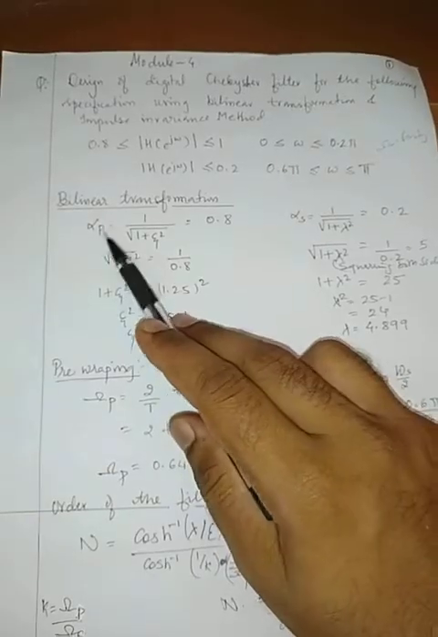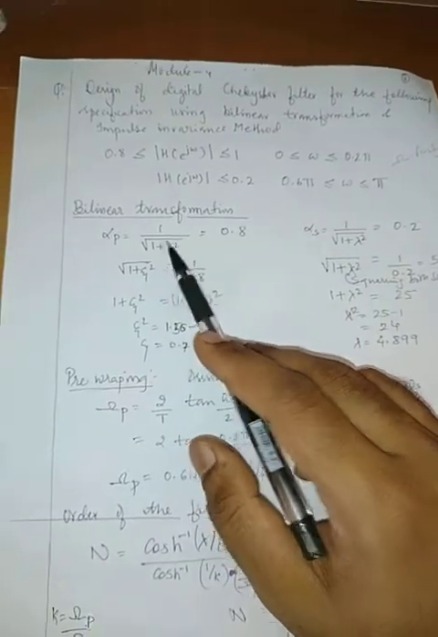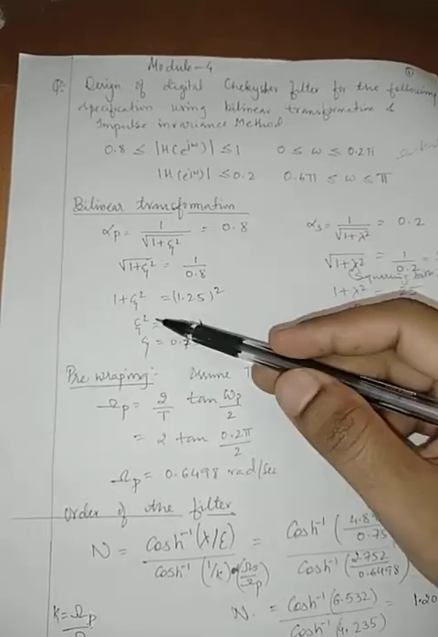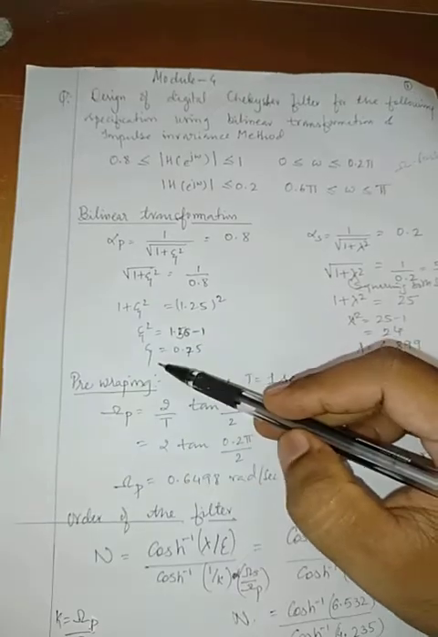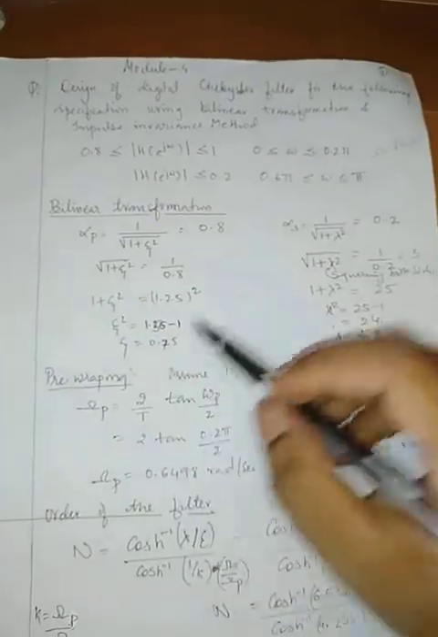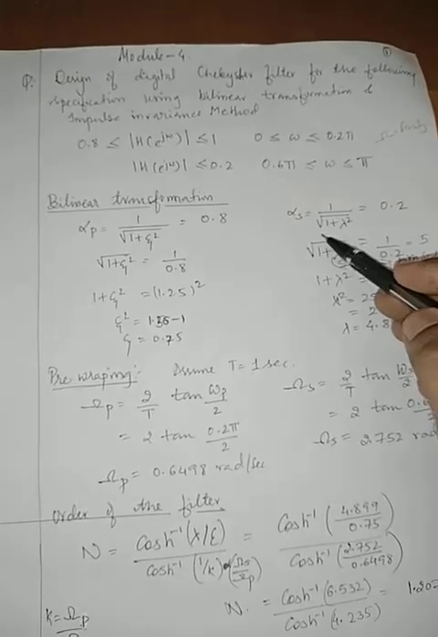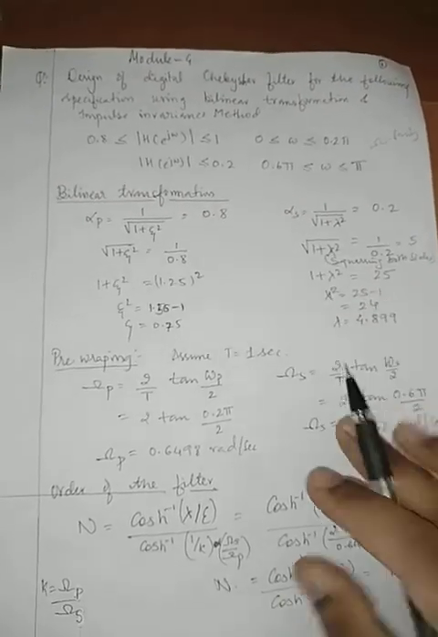So here we will be calculating zeta. Alpha p is what? 1 by square root of 1 plus zeta square. We have seen this kind of problem, and by squaring on both the sides, we get the answer as zeta is equal to 0.75. Similarly, we get for alpha s as 1 by square root of 1 plus lambda square equal to 0.2, and we get the value of lambda as 4.899.